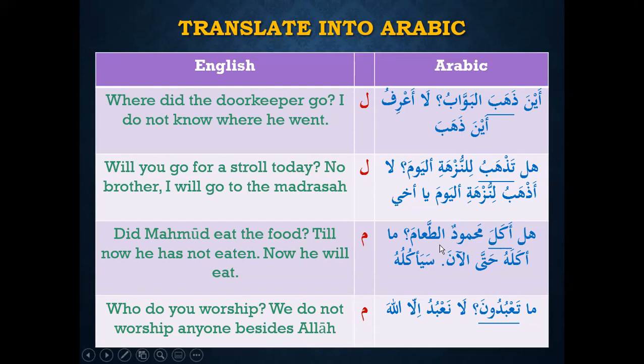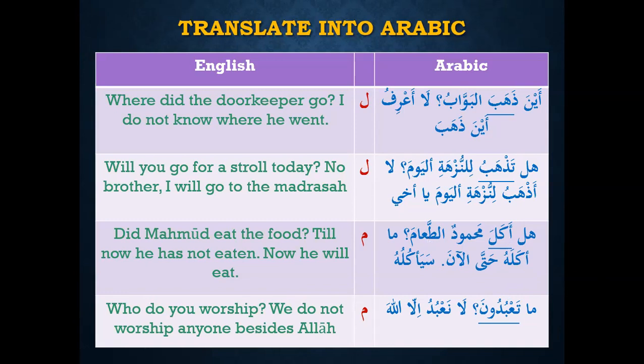هل أكل محمود الطعام? Did Mahmood eat food? ما أكله حتى الآن. He hasn't eaten it yet. سيأكله. He will surely eat it soon, like in the future. ما تعبدون? So this is متعدي. Why? Because to eat, you have to have something that you would eat to make the action of eating come into existence.